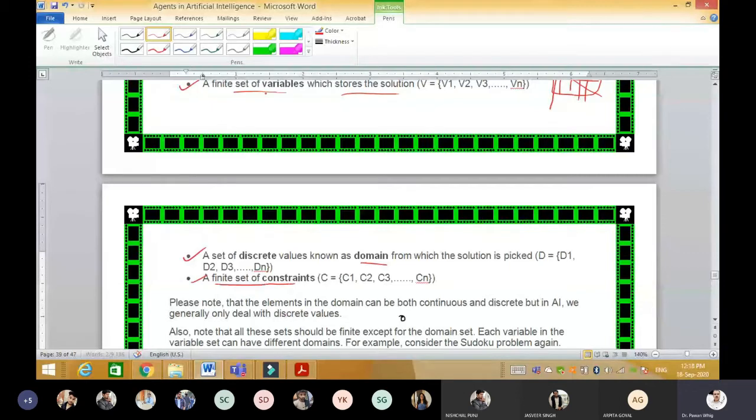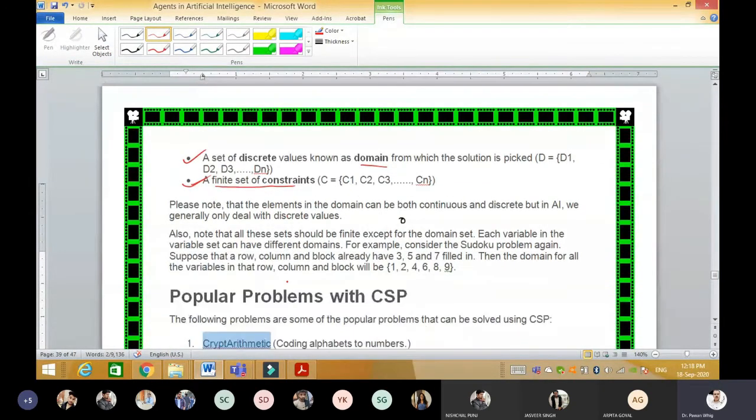One is the finite set of variables which shows the solution, the set of discrete values which are the inputs from where you have to pick the solution, and the third one is a set of constraints, meaning the set of conditions. Now please note that this is again a very important point. Please note that the elements in the domain can be both continuous and discrete. But in AI, we generally deal with discrete values. This is a very important point.